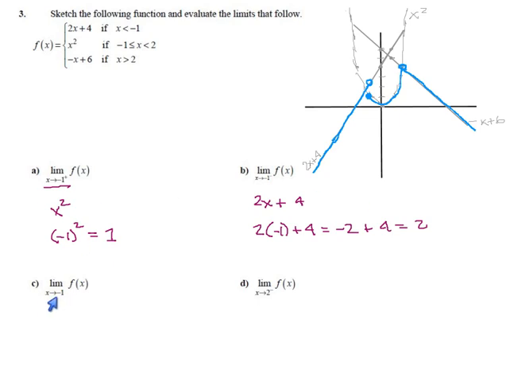Now they ask for the two-sided limit at negative 1, meaning, do these two curves agree? And the answer is, nope, they do not. From the left side, we have the limit 2. The right-hand limit is 1. So for this, we can say the limit does not exist.